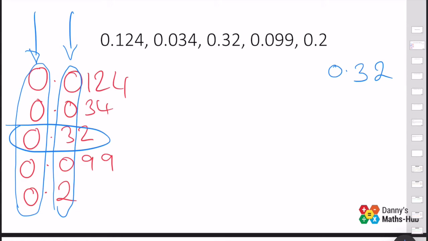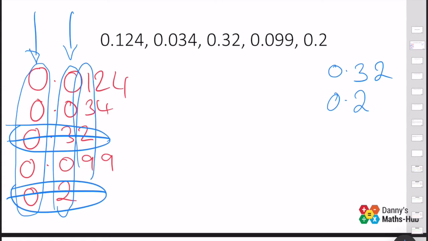Then we look down, we've done that one. The next one in the same column, we've got 0, 0, 2 and a 0. So the 2 would be our next biggest number. So 0.2. Carry on looking down that column and they're all zeros. So we move on to our third column. What's the biggest number? The 9.